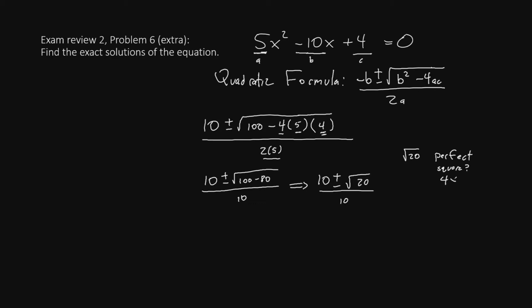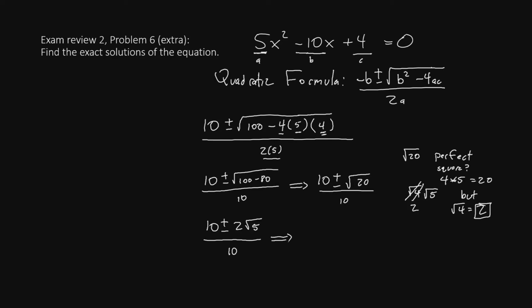Or we could say, since 4 times 5 is 20, we can rewrite this as square root 4 times square root 5. But square root of 4 is actually 2. So we can rewrite this once again as 10 plus or minus 2 square root 5, where we substitute the square root 4 with a 2, all divided by 10. Now let's try simplifying this a little bit further.